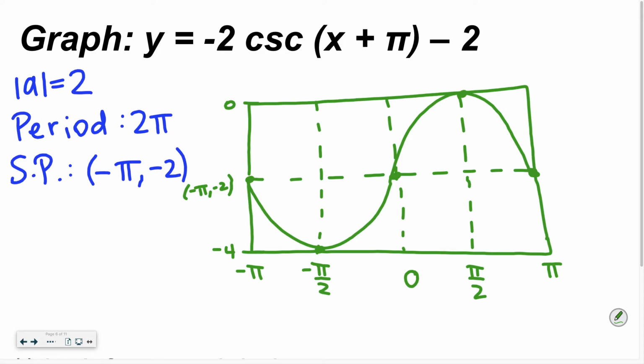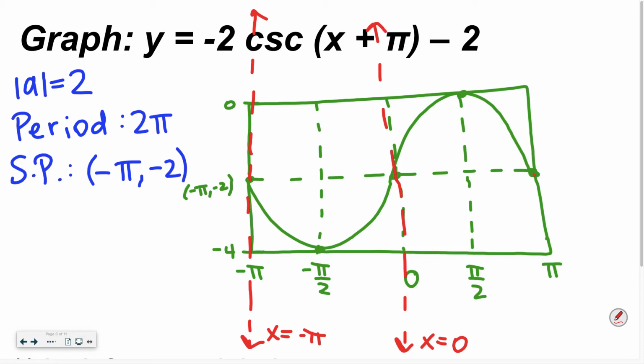Okay. Now that we have our sine curve, we can go in and draw our asymptotes and then our u's. Okay? So our asymptotes are going to occur every time we hit that middle of the frame because it's been shifted from that x-axis. Okay? So we have an asymptote at x equals negative pi, x equals 0, and x equals pi.